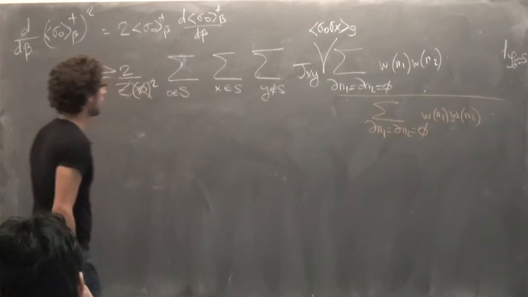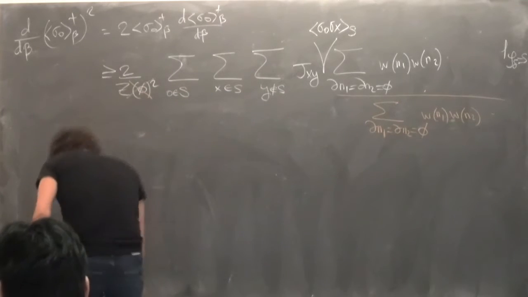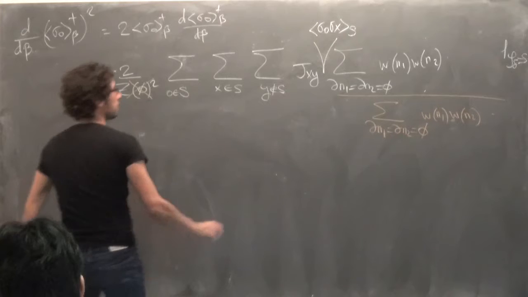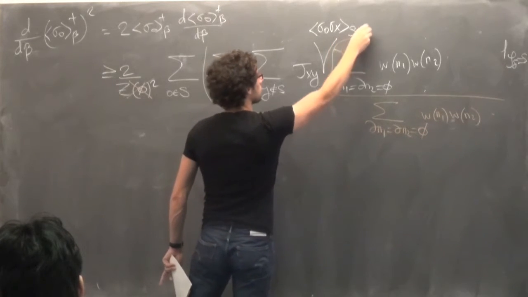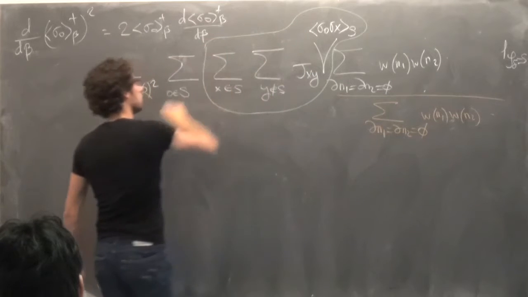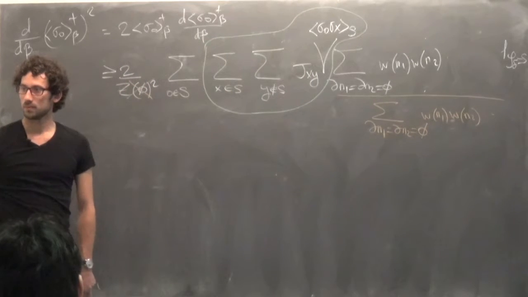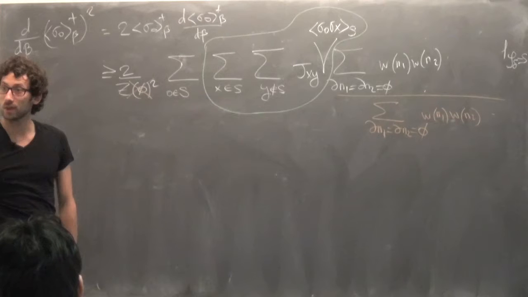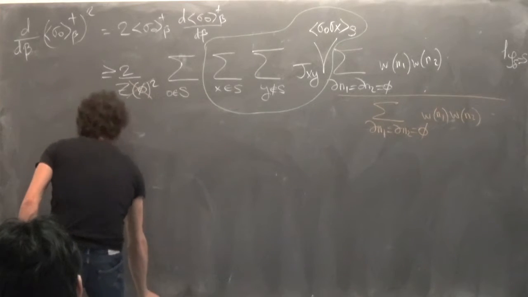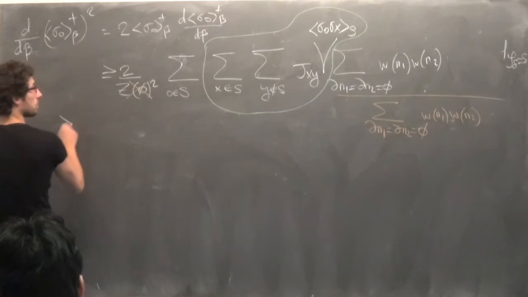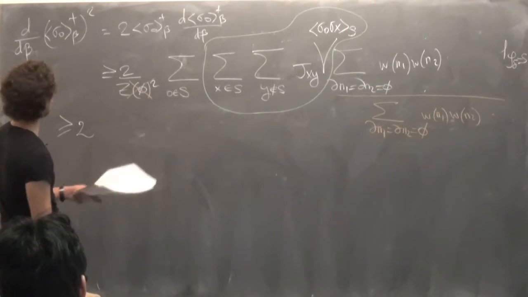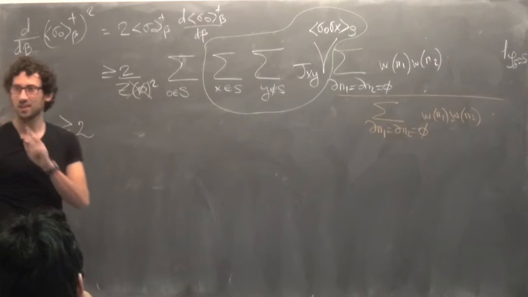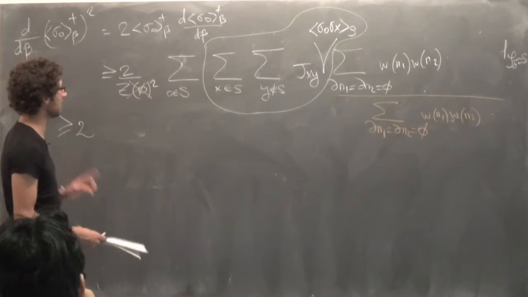Okay. Second manipulation, observe that this quantity is what? This is exactly phi beta of s. So all of this is larger or equal to 2. Did I drop? Sorry, I did something here.